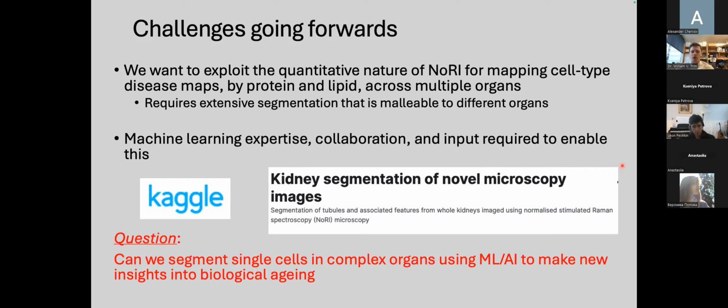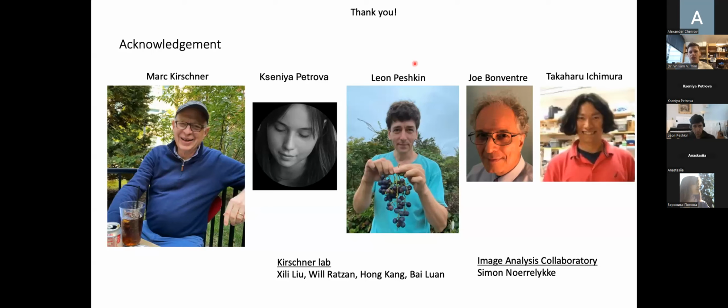But to summarize, the question is, can we take out single cells from complex organs, from animals and humans, using NoRI, and by using machine learning or AI approaches, can we make new insights into biological aging and more broadly disease pathophysiology? So just to acknowledge some of the people involved here, obviously Leon, who you know, and Xenia, Mark Kirschner is the other PI in the lab, and then all the kidneys were provided by our collaborators. So thanks to all of those people. Anyone who has questions or a solution, please let us know.